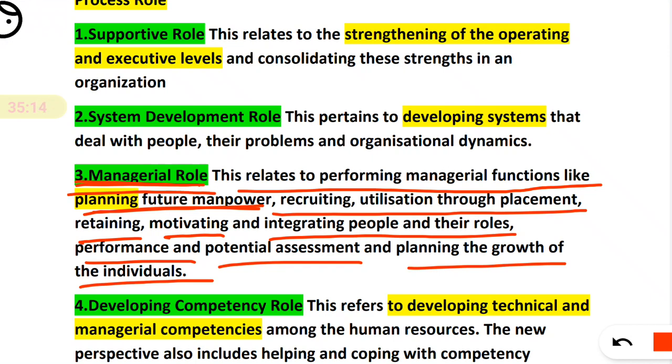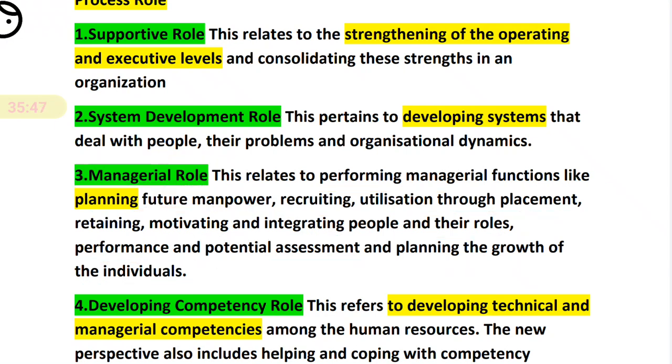So basically before HR, all these roles were played by the managers. Okay, that is basically managing the organization, right? So after HR, when HRM developed, at that time the different roles of a manager were played by the HR. So what is the managerial role? Basically planning the future manpower, recruitment, training, retention of the employee, motivating the employee, right? So performance and potential assessment, these are the managerial roles also played by the HR.